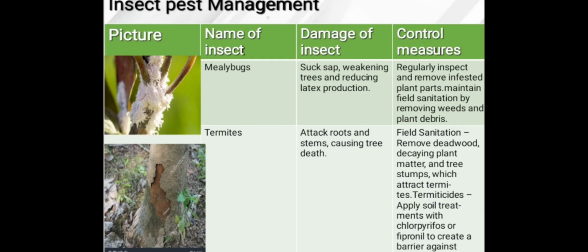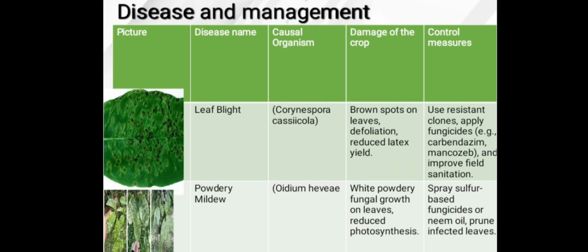Termites attack roots and stems, causing tree death. Field sanitation: remove deadwood, decaying plant matter, and tree stumps which attract termites. Termiticides: apply soil treatments with chlorpyrifos or fipronil to create a barrier against termites.